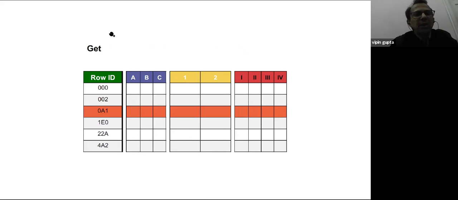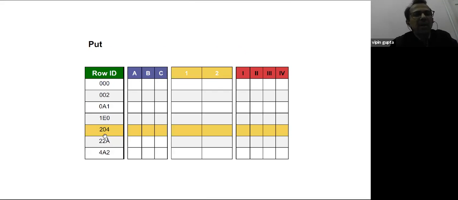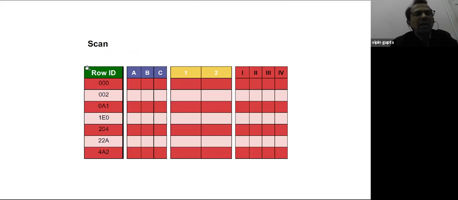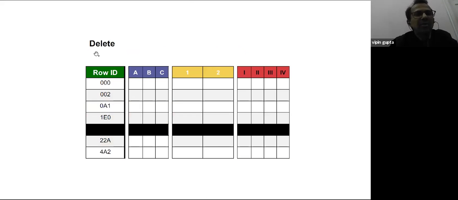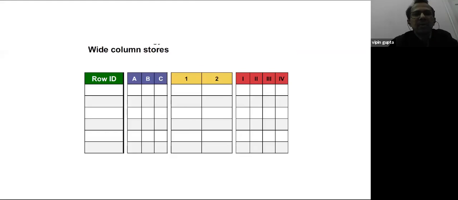Now, what operations can we perform? In the case of HBase, we can perform the get operation. The get operation is equivalent to your read operation. Then the put operation is equivalent to the insert operation. Then we can perform scan, which again comes under the read operation. Then we can delete the data. That means we can do all the things that we can do in a traditional database also in HBase. So I will skip this.